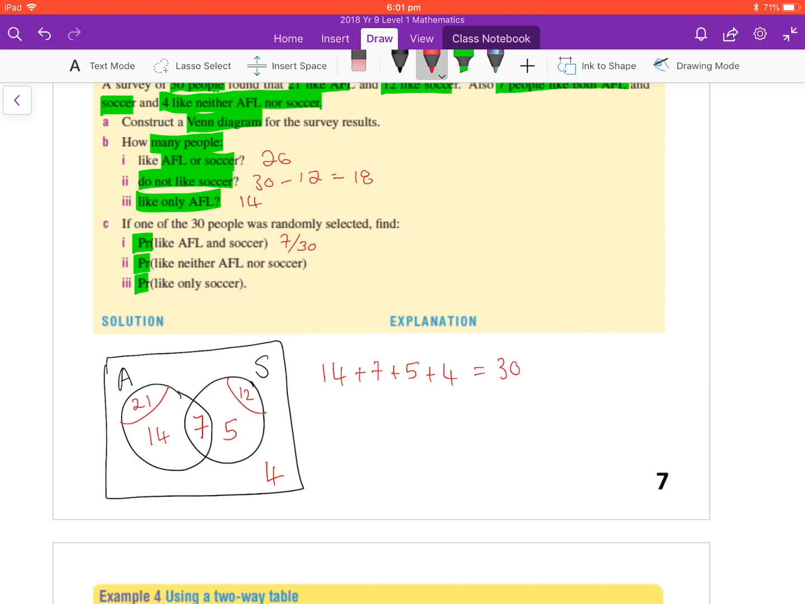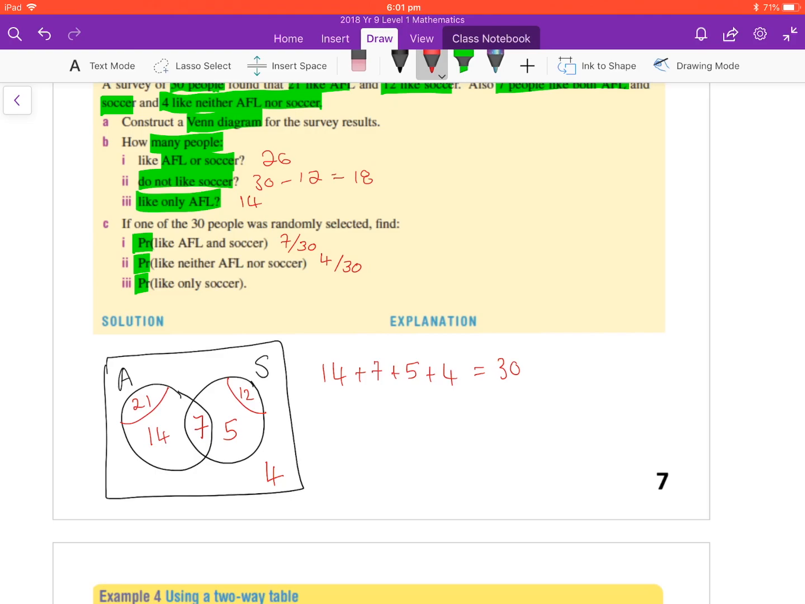How many people like neither AFL nor soccer? So that's the 4 on the outside. So that's 4 over 30. And you can simplify that to 2 over 15, but you don't need to simplify in probability, so you can leave it as 4 over 30. That's okay. And you won't be marked down if you don't simplify.